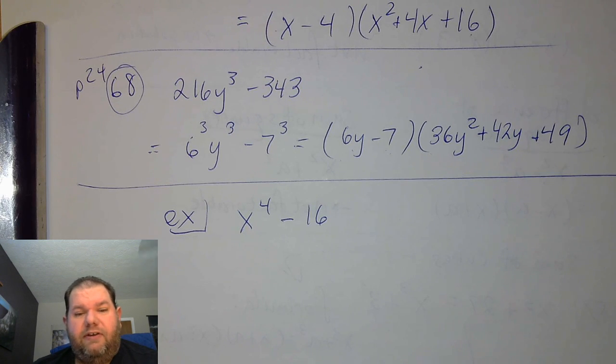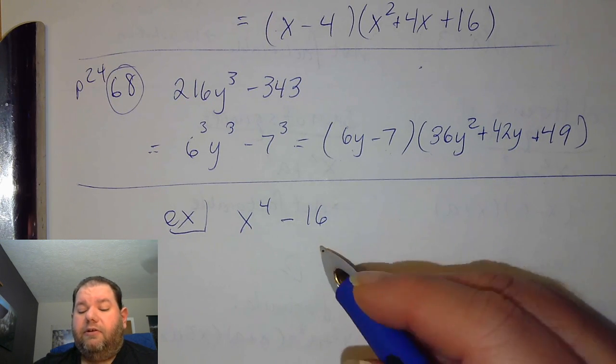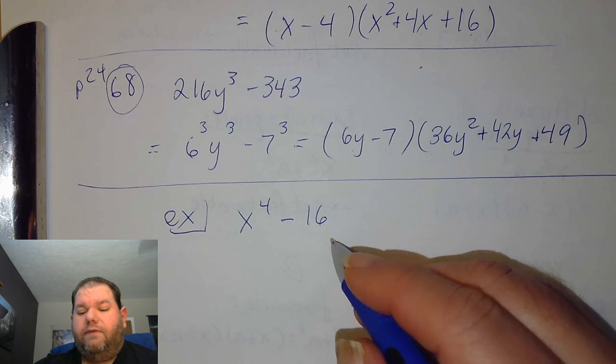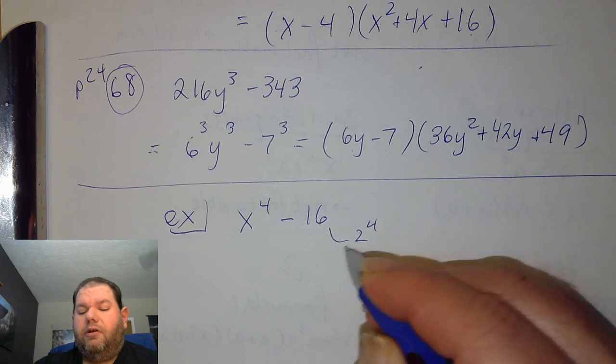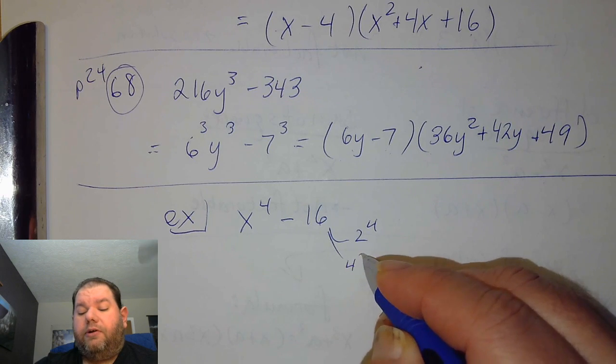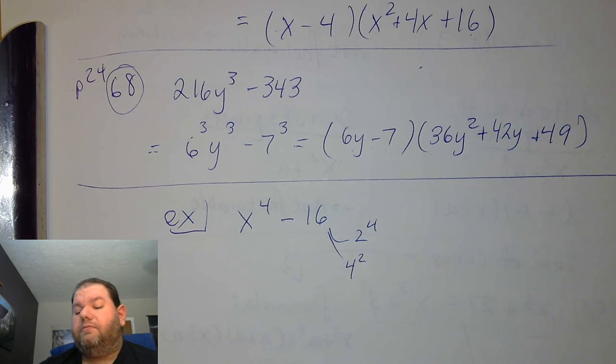So we know 16 is 2 to the 4th, and we have x to the 4th also. But we don't really have any pattern for when they're fourth powers. We do have a pattern, though, for when they're squares. And even though these are both fourth powers, they're also both squares. Okay? Because we know 16 not only is 2 to the 4th, we also know it's 4 squared.